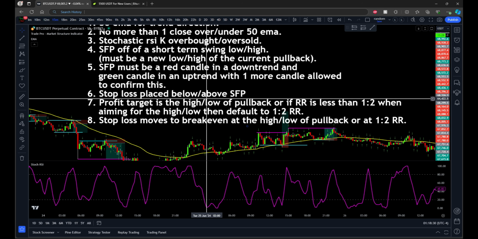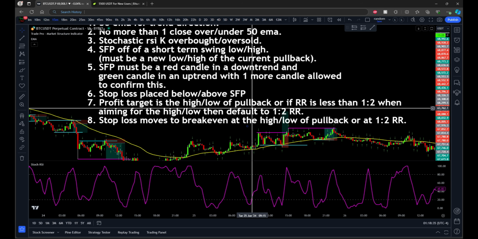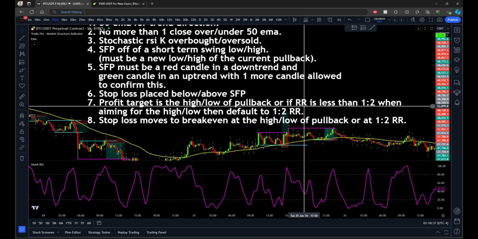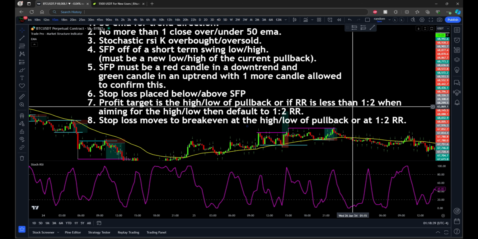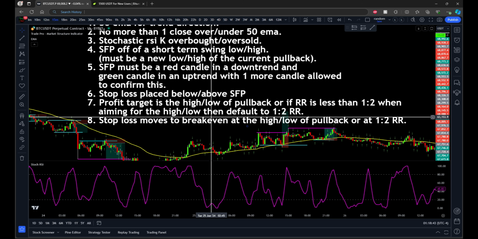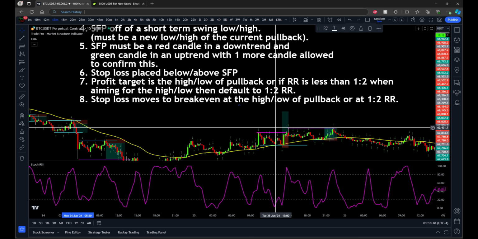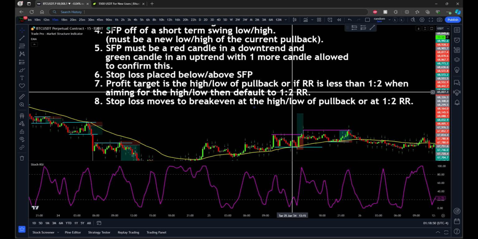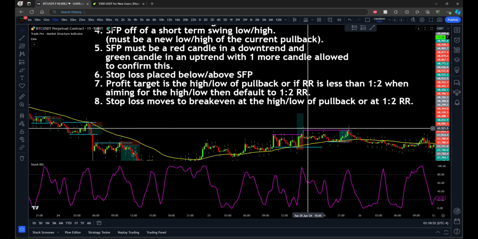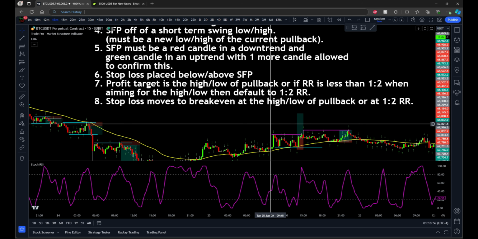Stop loss placed below or above the swing failure pattern. Profit target, new high or low of pullback. Or if the RR, the risk to reward ratio, is less than 1 to 2 when aiming for the new high or low, then we're just going to default to the 1 to 2 risk to reward ratio, as I showed you on a couple of the examples. Okay. So when the risk to reward ratio is not good, targeting the highs or lows before the pullback began, then we're just going to default to a 1 to 2.